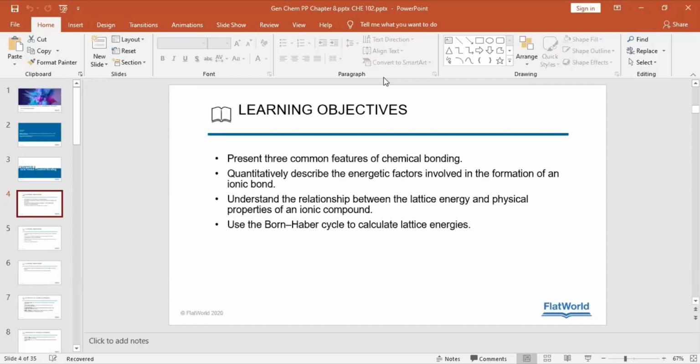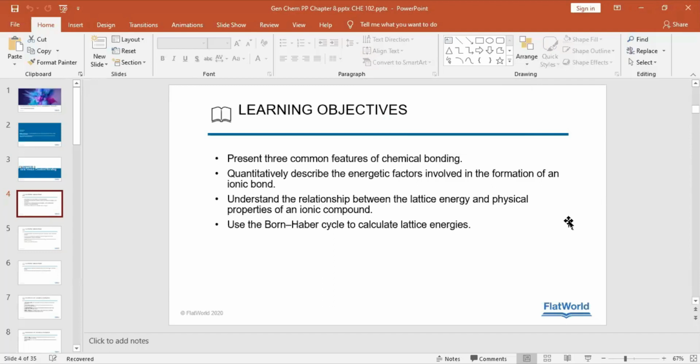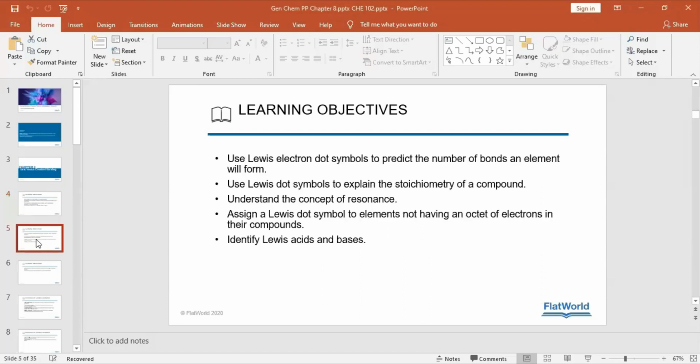We're going to discuss quantitatively how we describe the energetic factors involved in the formation of an ionic bond. We also discuss how we calculate lattice energy, and the relationship between lattice energy and the physical properties. Also, we're going to discuss the Lewis structure, and electron dot symbols to predict the number of bonds of an element.